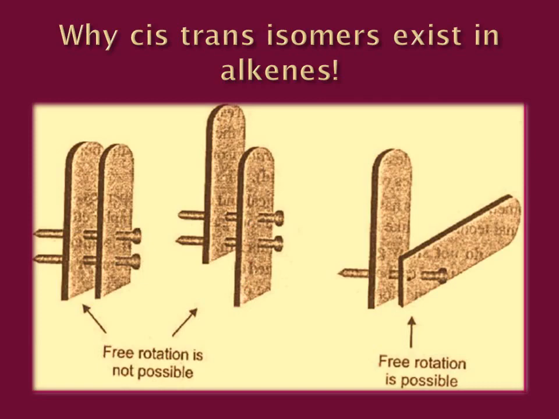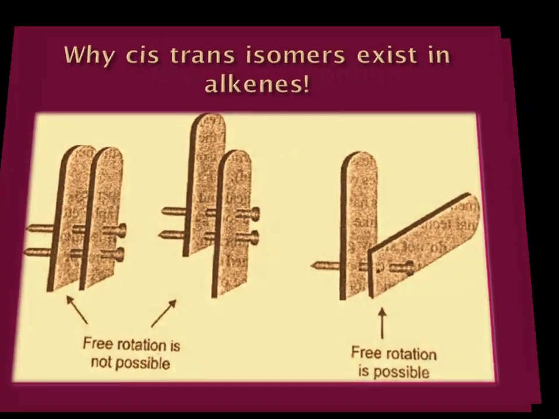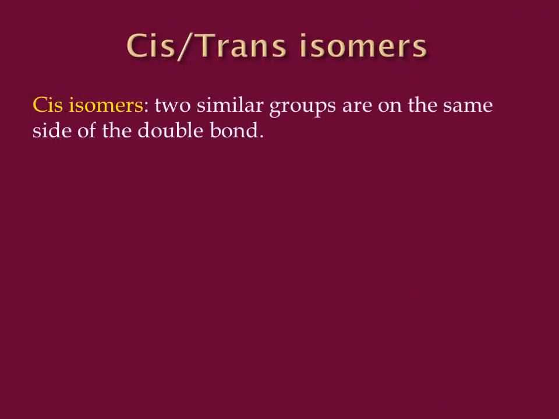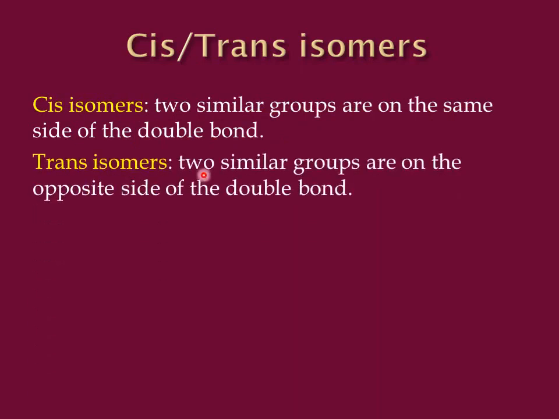Now students, let us see how we classify cis and trans isomers. Cis isomers are those in which two similar groups are on the same side of the double bond, whereas trans isomers are those in which the two similar groups are on the opposite side of the double bond. Consider the example of cis and trans 2-butene.